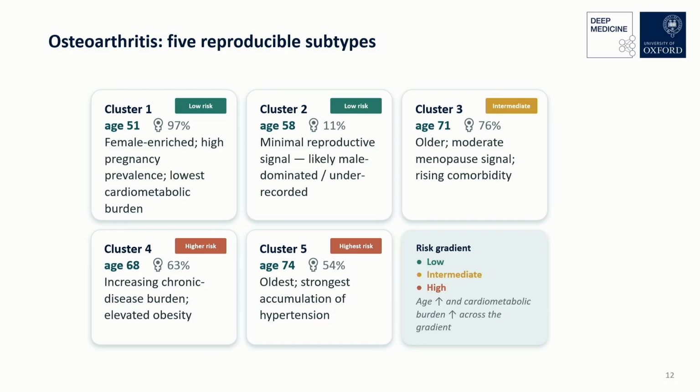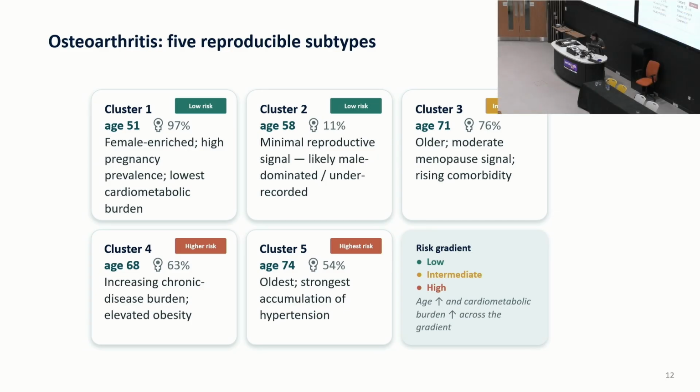Besides, we have cluster 2, where the majority are men, and the age is 58. Cluster 3 is pretty interesting. I call it intermediate risk because all the patients are pretty old. When diagnosed with OA, their average age is 71, but their progression, not only the mortality but also the hospitalization rate, is not that high, especially compared with cluster 4, who are younger than cluster 3 but actually have higher disease burdens.